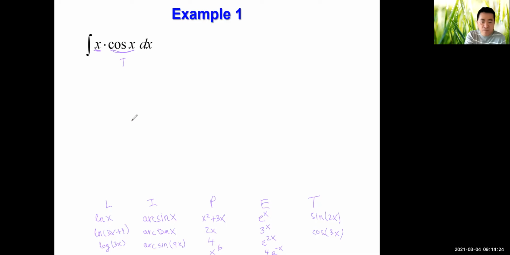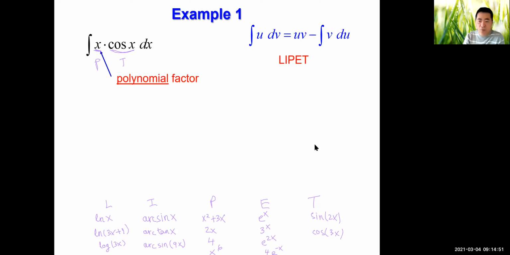X is a polynomial, or power function, whatever you want to call it. So that's P. Since P comes before T, then you will let u be x. Okay. So again, here's our integration by parts formula using LIPET. That is a polynomial factor, and this is what we're going to let u equal, x.